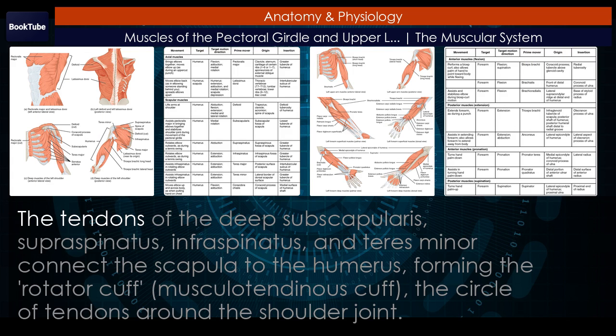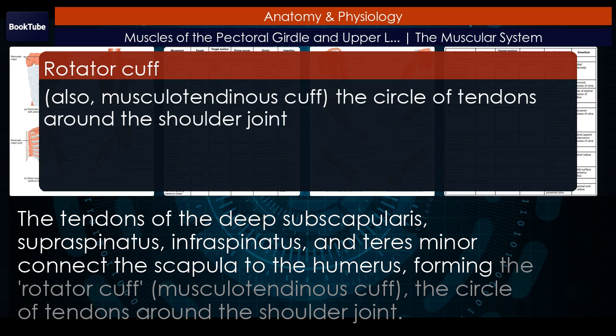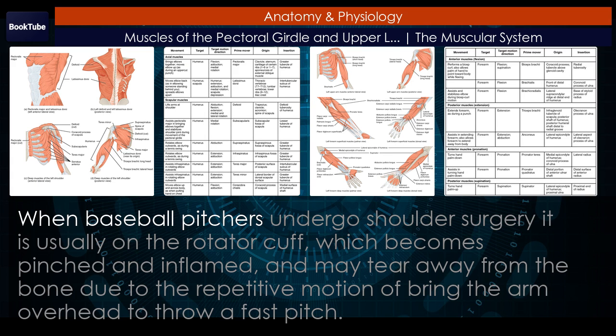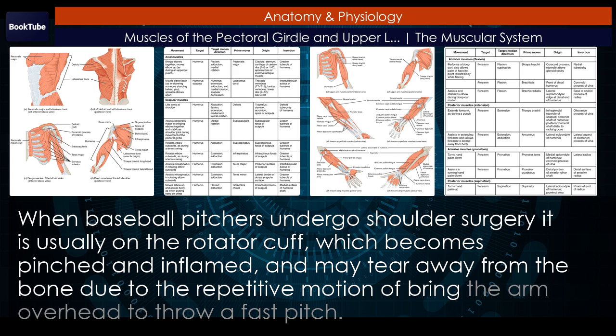The tendons of the deep subscapularis, supraspinatus, infraspinatus, and teres minor connect the scapula to the humerus, forming the rotator cuff, or musculotendinous cuff, the circle of tendons around the shoulder joint. When baseball pitchers undergo shoulder surgery, it is usually on the rotator cuff, which becomes pinched and inflamed, and may tear away from the bone due to the repetitive motion of bringing the arm overhead to throw a fast pitch.